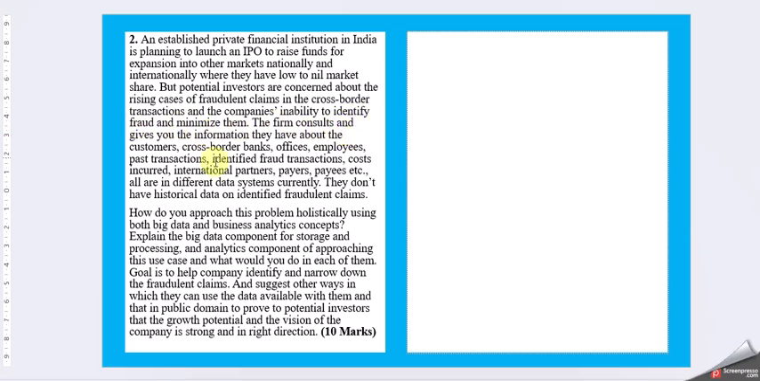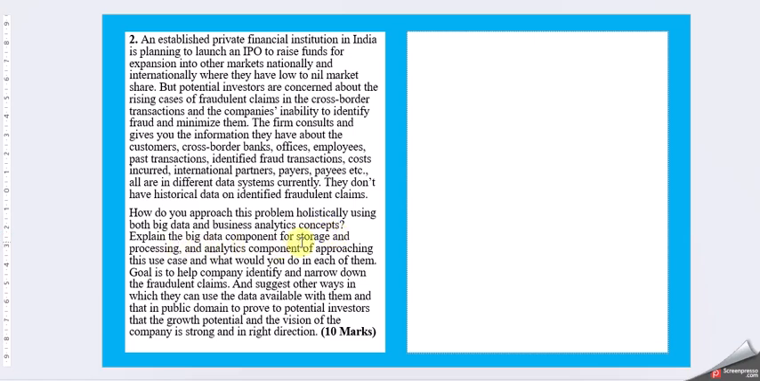The firm consults and gives you the information they have about the consumers, cross-border banks, offices, employees, past transactions, identified fraud transactions, cost incurred, international partners, payers and payees, etc. All are in different data systems currently. They don't have historical data on identified fraudulent claims. How do you approach this problem holistically using both big data and business analytics concepts?